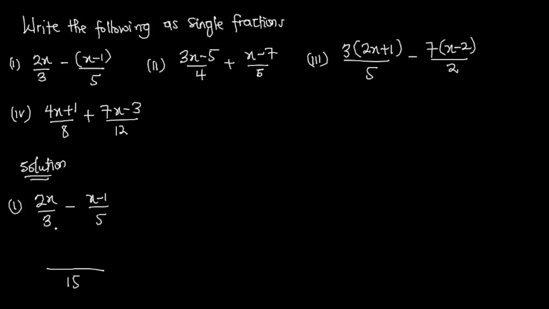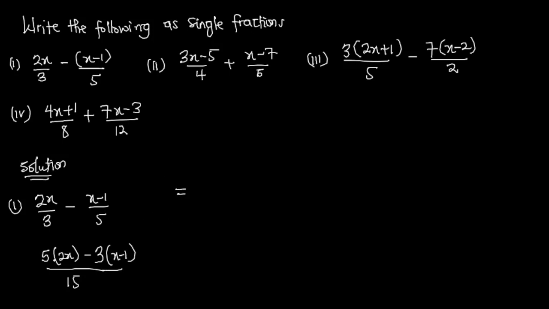So what we do is we divide the 15 by 3, and divide the 15 by 5. Whatever we get, we use it to multiply their numerators respectively. So that means 15 divided by 3. How many times will 3 go into 15? It will go 5 times. So we use that 5 to multiply the 2x at the top over here. So we have 5 multiplied by 2x, minus, this 5 will go into 15 3 times. So we use that 3 to multiply the numerator we have over here, x minus 1.